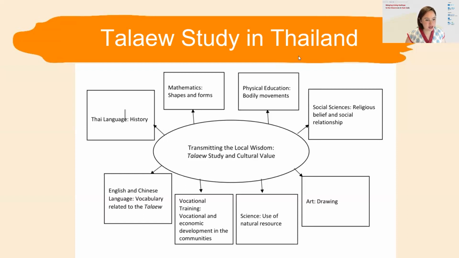They also use vocational training because, you know what, these fourth grade students, after they learn how to make the Talao talisman, can sell it for 2 baht each piece. So they now have their pocket money and savings. And then the teacher also uses basic English and Chinese vocabulary related to Talao. This is how to show off the multidisciplinary approach of doing the Talao study. Next one.